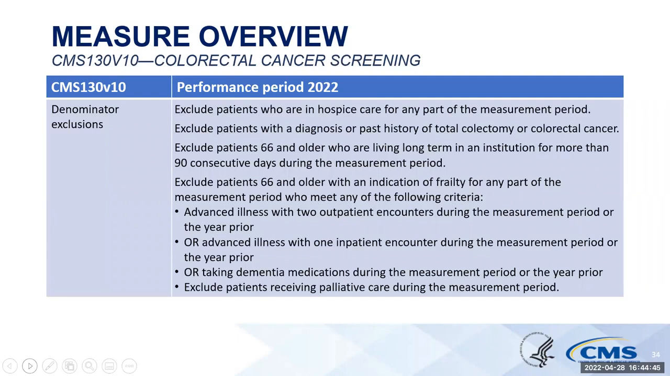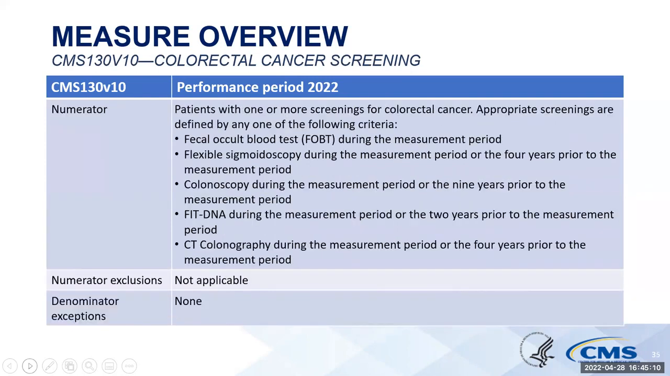And this slide contains the denominator exclusions for CMS 130, which includes patients who are in hospice care for any part of the measurement period, and patients with a diagnosis or past history of total colectomy or colorectal cancer. Again, the denominator exclusions will remove a case from the measure population and denominator before determining if the numerator criteria are met. At a high level, patients with one or more screenings for colorectal cancer meet the numerator. CMS 130 does not have any numerator exclusions or denominator exceptions.